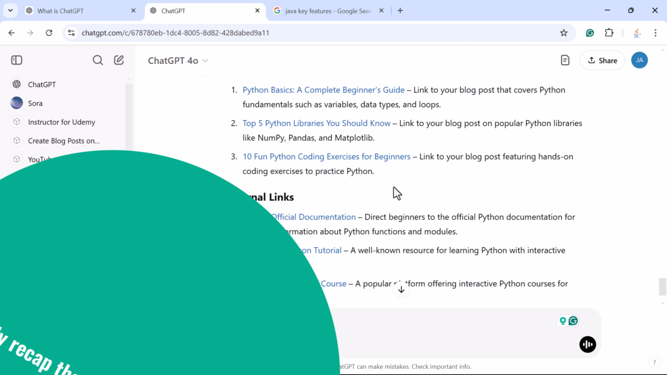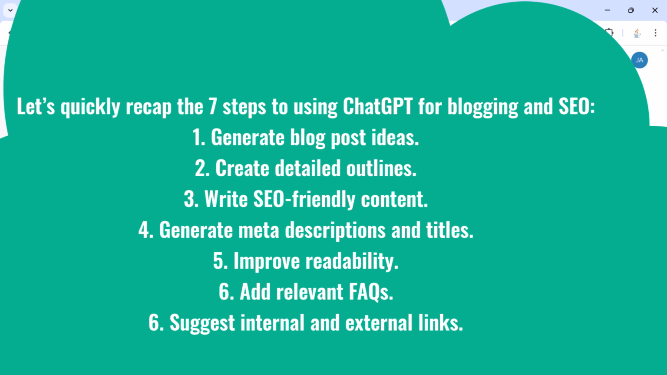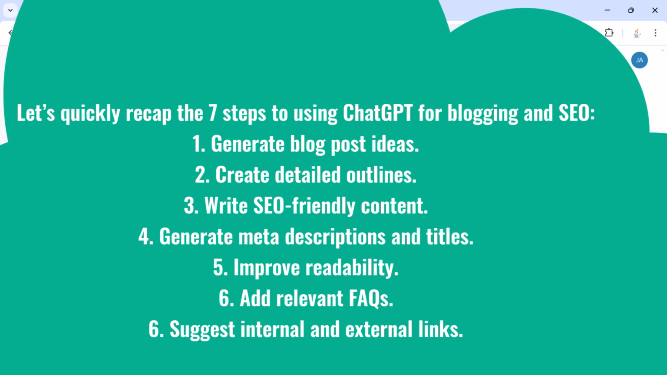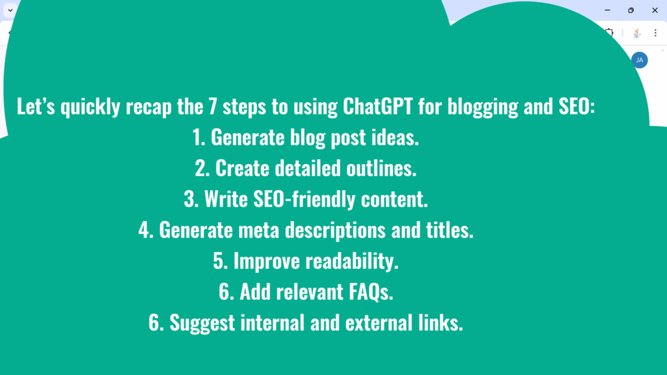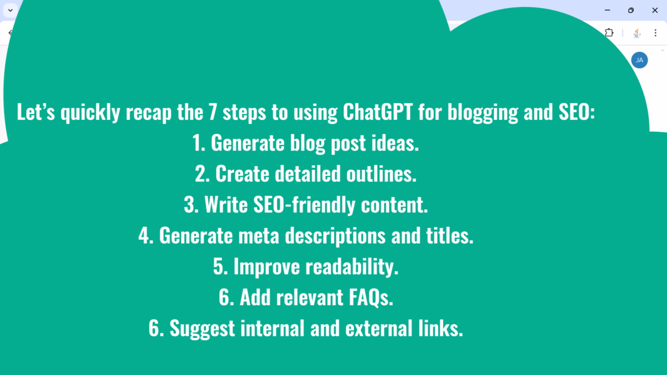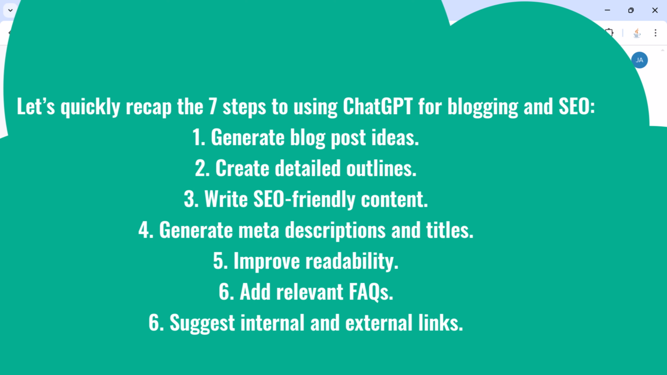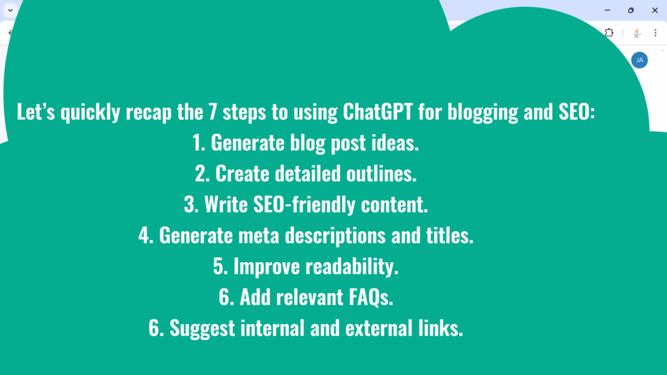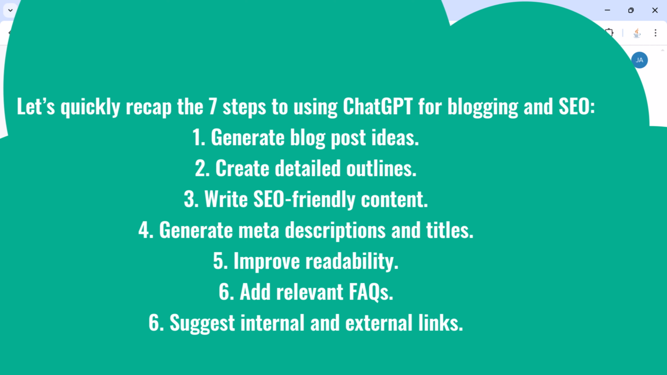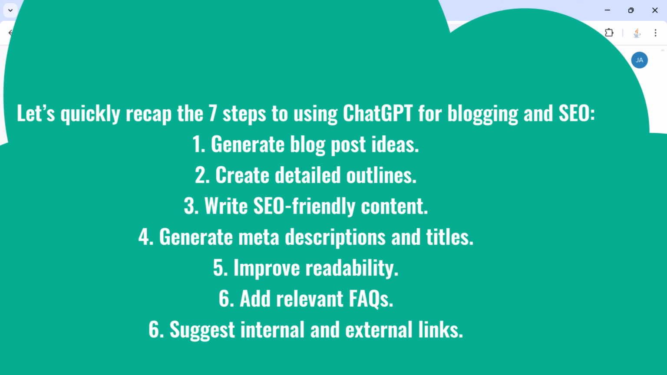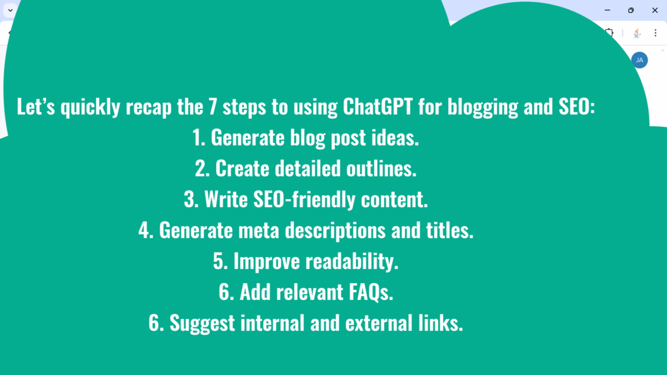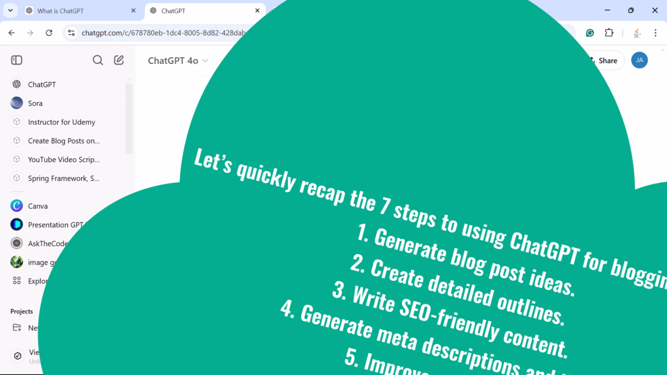Alright, perfect. So these are the important 7 steps that you can follow using ChatGPT for blogging and SEO in 2025. Let us quickly recap the 7 steps. Generate blog post ideas using ChatGPT. Create detailed outlines using ChatGPT. Write SEO friendly content using ChatGPT. Generate meta descriptions and titles using ChatGPT. Improve readability of the paragraph using ChatGPT. Add relevant frequently asked questions using ChatGPT. Suggest internal and external links using ChatGPT.